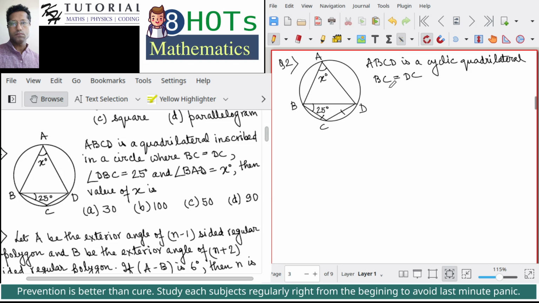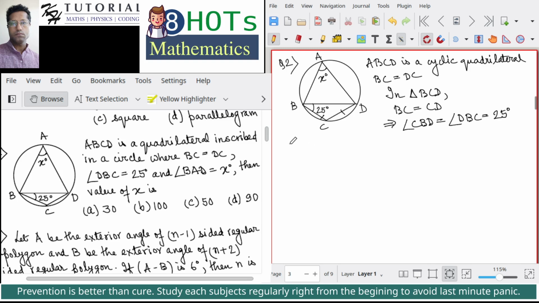Okay, so in triangle BCD, it's an isosceles triangle since two sides are equal, BC is equal to CD. This will imply that the opposite angles will be equal. That is, angle CBD will be equal to angle DBC, which is given to be 25 degrees.